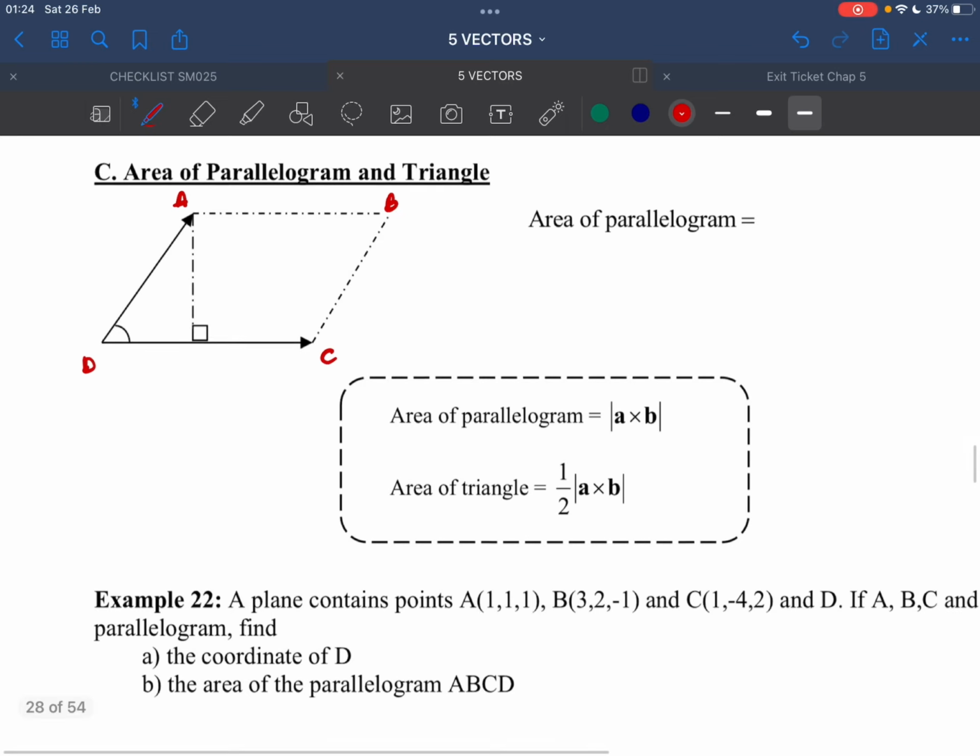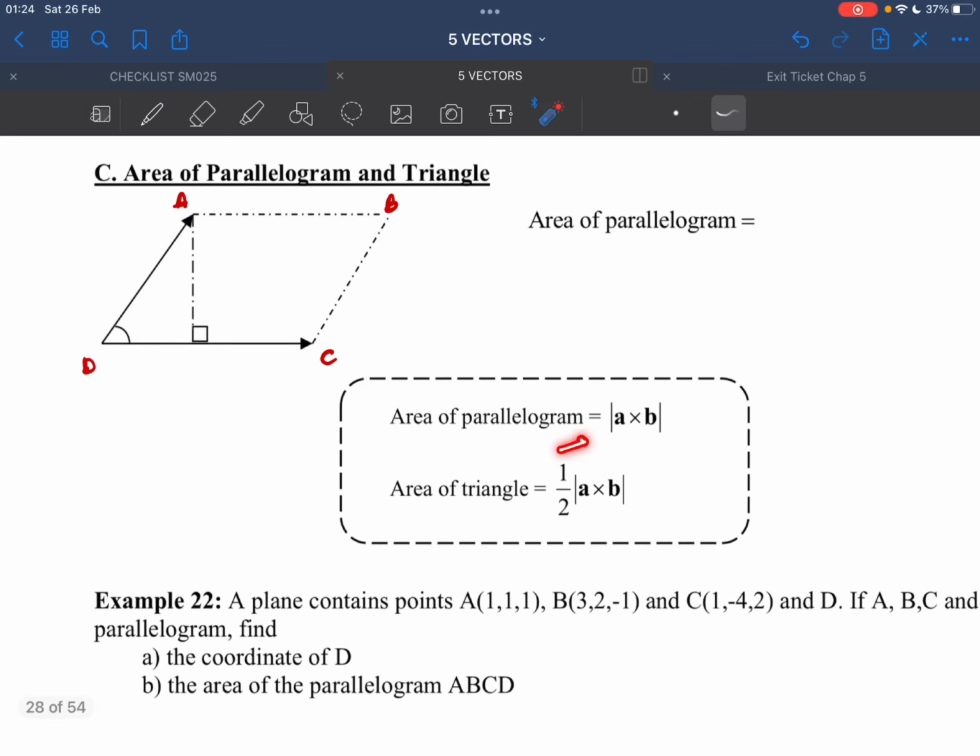Okay, so as you can see from here, we already have the area of parallelogram, which is the magnitude of A cross B. Okay, not just A cross B, the magnitude of A cross B, because obviously you want a value, okay, to find the area. And the area of triangle is 1 over 2 A cross B.